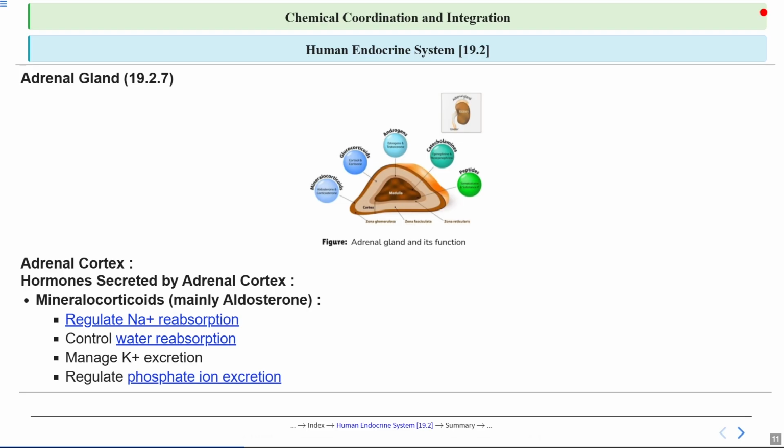Regulate phosphate ion excretion. It is a key function of the kidneys, where they control the amount of phosphate in the blood by adjusting how much is filtered and reabsorbed back into the body or excreted in the urine. When the blood phosphate levels are high, the kidneys excrete more phosphate in urine to maintain balance, and when these levels are low, they reabsorb more, to keep it within a healthy range. This whole process is very important for maintaining proper bone health, nerve function, as well as overall metabolic balance in our body.